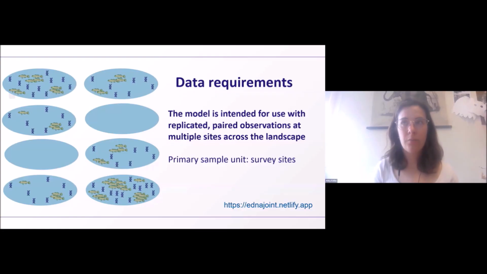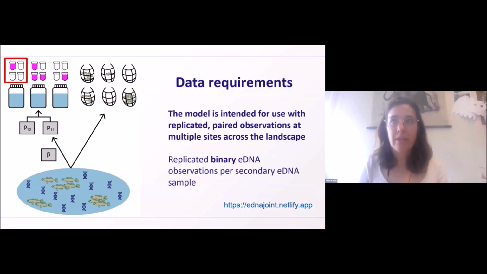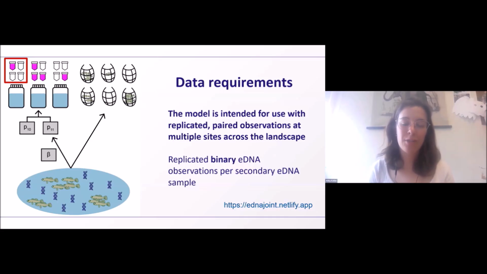And then within each primary sample unit, you also have secondary samples. For eDNA, this will be multiple water samples. For traditional samples, this would be multiple survey replicates per site. This can be multiple traps, multiple electrofishing surveys, multiple point counts at each site. And then finally, for each eDNA secondary sample, so each water sample, you'll have replicated observations. Right now in the package, these are just binary, so this is detection, non-detection. These are our PCR replicates in each water sample.